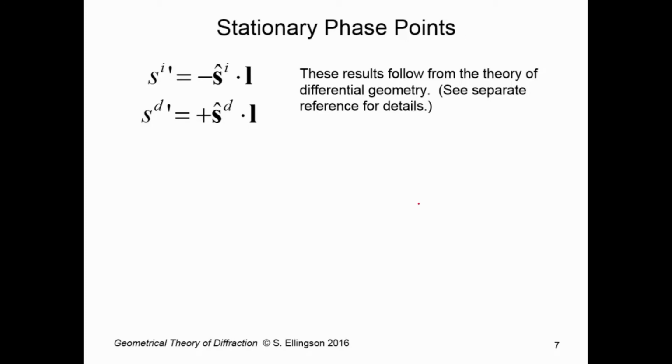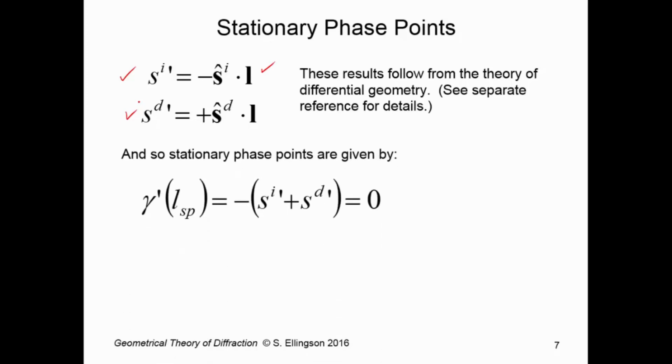It turns out that the first derivative of that distance from the source to the rim is equal to a geometrical quantity, specifically minus S^I hat dotted into the edge tangent. And similarly, the first derivative with respect to arc length of the distance from the point of diffraction to the field point is plus S^D hat dotted into the same edge tangent. Now these results follow from the theory of differential geometry. It's a relatively simple problem in differential geometry. And again, the separate reference can walk you through that. In any event, we make that substitution.